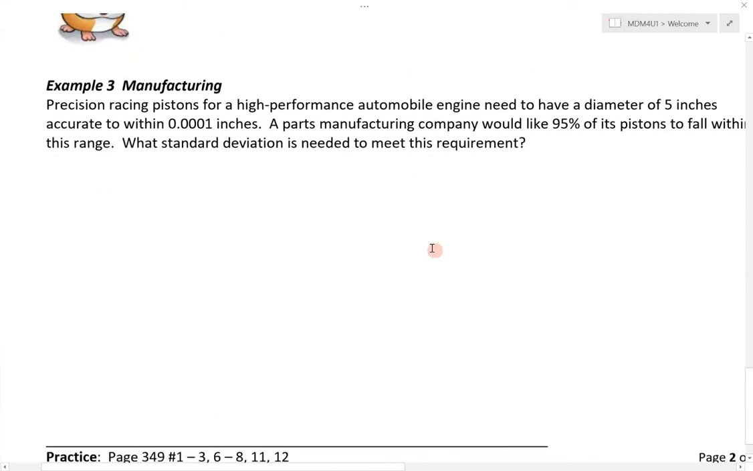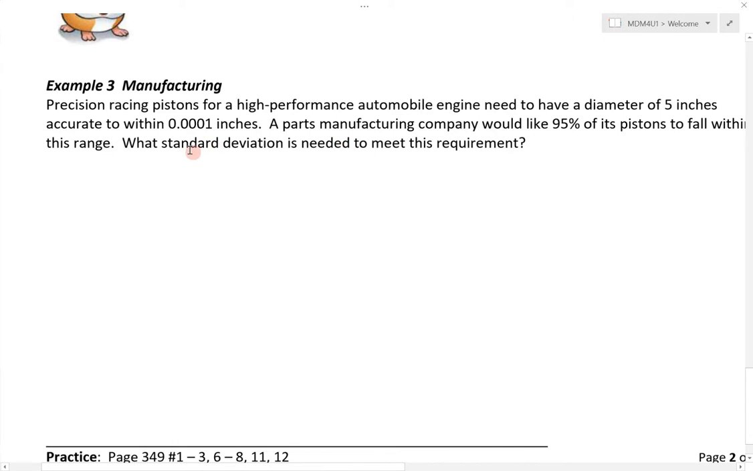Okay, example number 3, manufacturing. Precision racing pistons for a high-performance automobile engine need to have a diameter of 5 inches, accurate to within 0.0001 inches. A parts manufacturing company would like 95% of its pistons to fall within this range. What standard deviation is needed to meet this requirement?